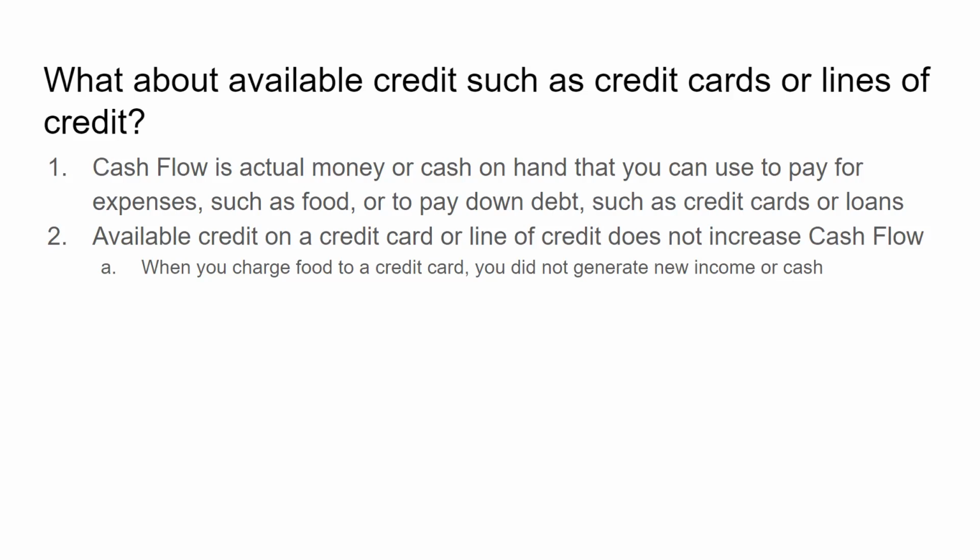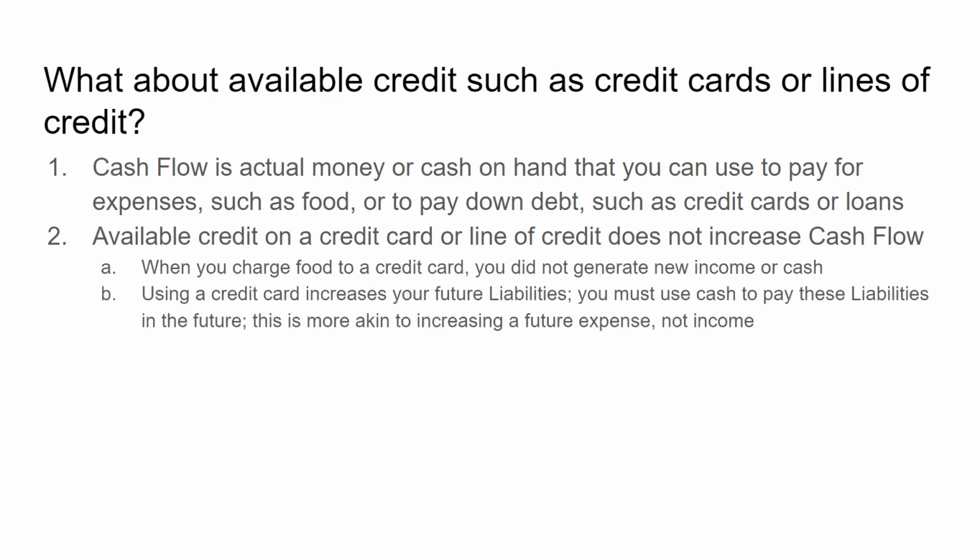If I use a credit card to pay for something, I have not increased cash flow. All I've done is basically said, I'm going to pay for this expense in the future. I still owe money. I'm still obligated to pay for it in the future. Okay. This is more increasing future liabilities. This is not creating an asset. This is not creating cash on hand.